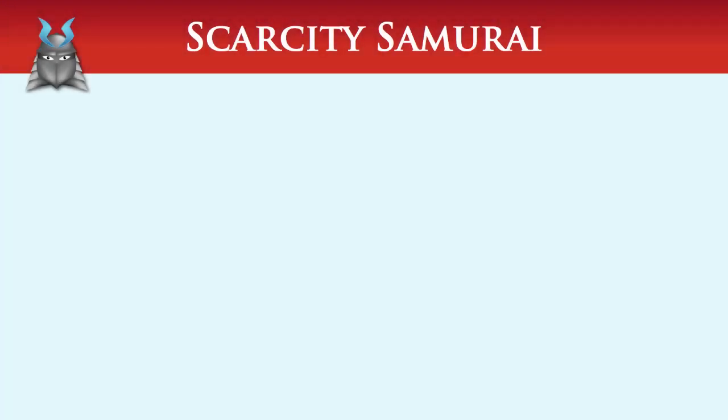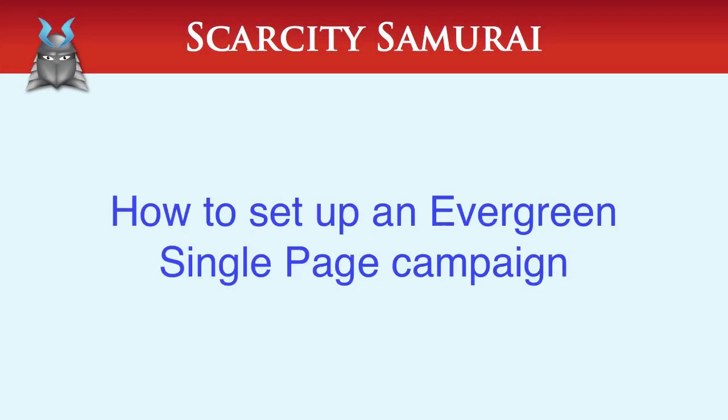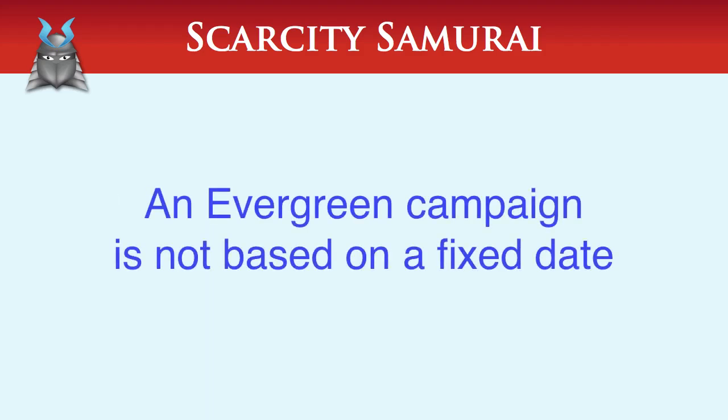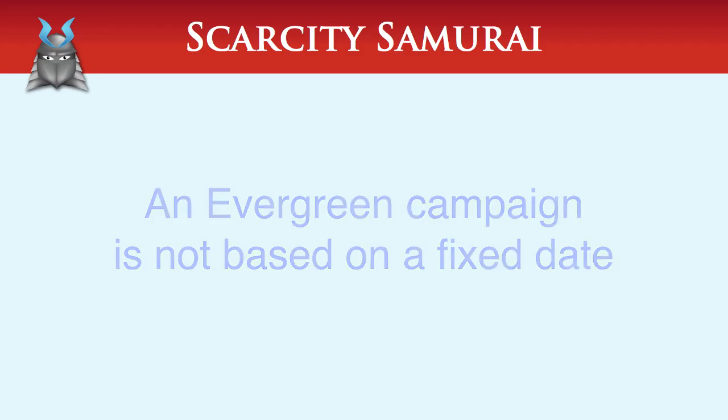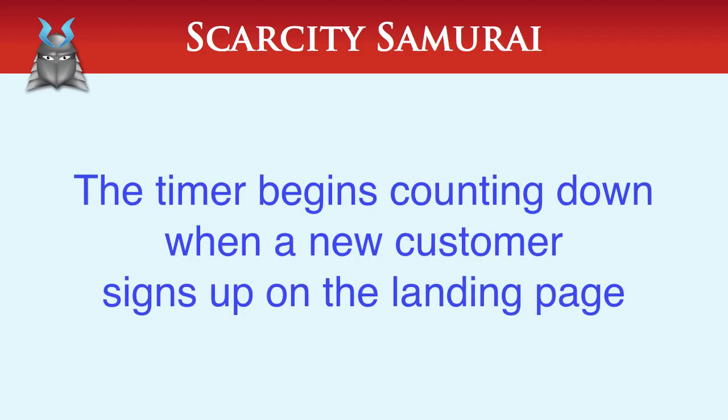In this video, I'll show you how to set up an Evergreen single-page campaign in Scarcity Samurai. An Evergreen campaign is one which is not based on any fixed date. Rather, the timer begins counting down for each new user when they first arrive on your landing page.